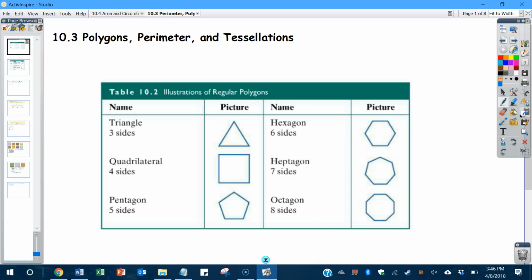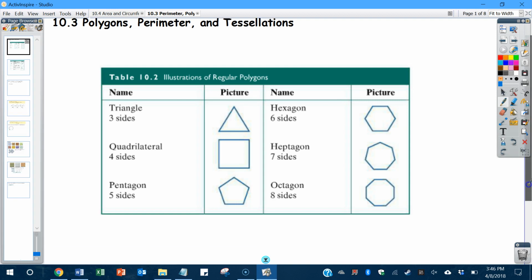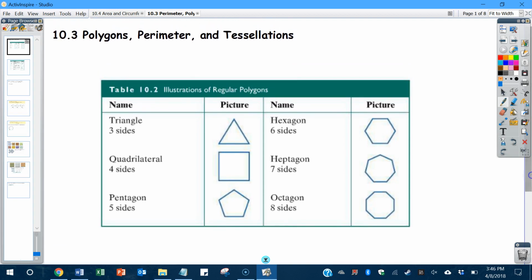This is Daniel Coosbury, and we're going to keep looking at geometry in this lecture. Most of this lecture is going to be me talking about things rather than doing a lot of problems. You're going to see we're going to look at polygons, and we'll do a perimeter problem, and then we'll talk about tessellations.